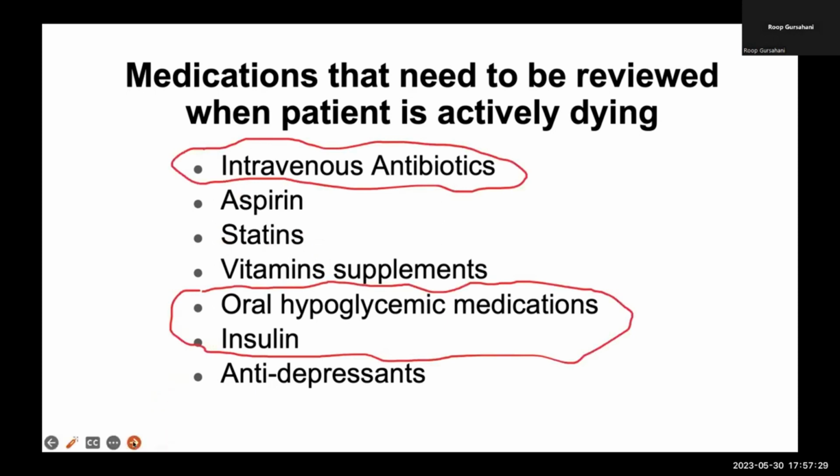Insulin and oral hypoglycemic medications become a little tricky, but we generally avoid oral hypoglycemics simply because they may contribute to hypoglycemia. The sugar as it is with no intake is drifting down.